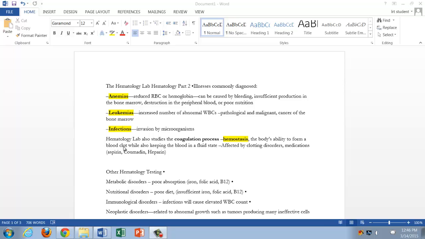Especially if the patient has had a clotting disorder like a stroke or a heart attack, the patient may be on medications to prevent those from happening again. Those medications interfere with the process of hemostasis, and so we may do blood tests to monitor that the drug is working.